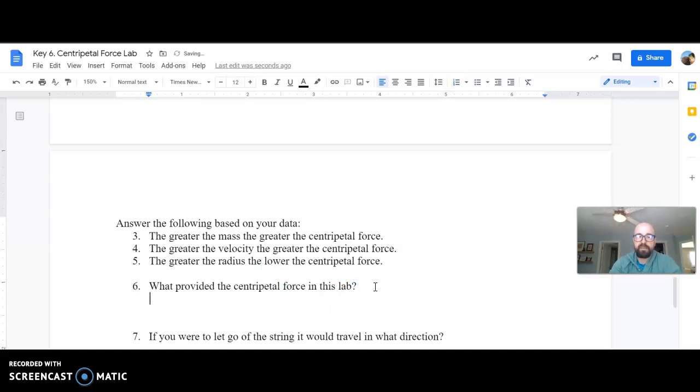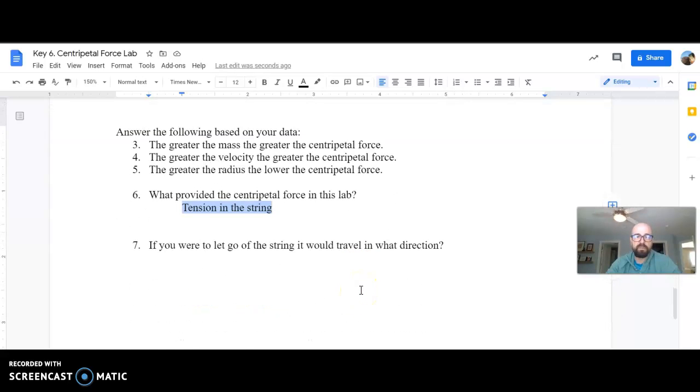In this lab, what provided the centripetal force? This was the tension in the string. Some kids answered it that way, which is the correct way. And other people said, since it was the feel, it was your arm. And that's fine. Your arm was putting a force on the string, which was putting a force on the object. So technically, it's the tension in the string. But if you said your arm, I wasn't overly worried about it.